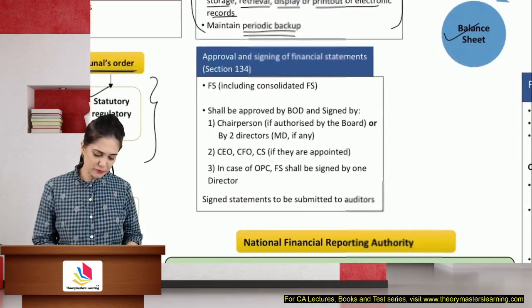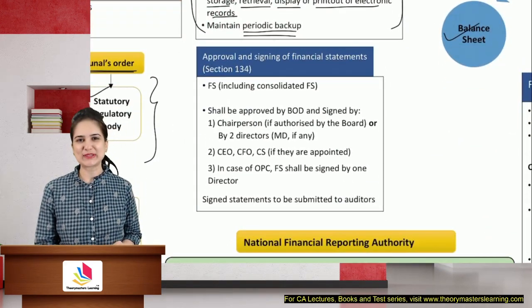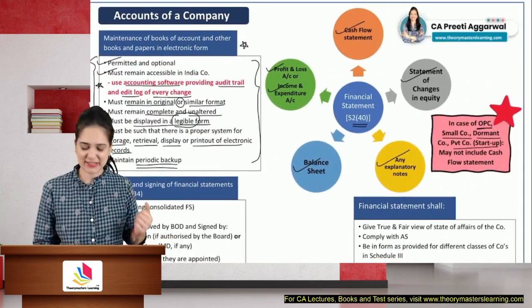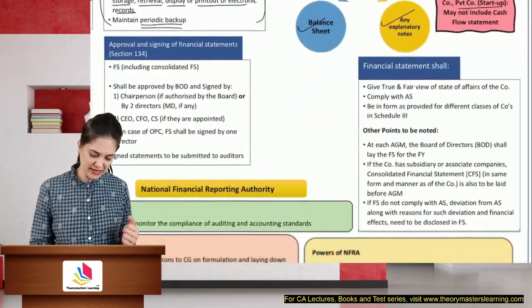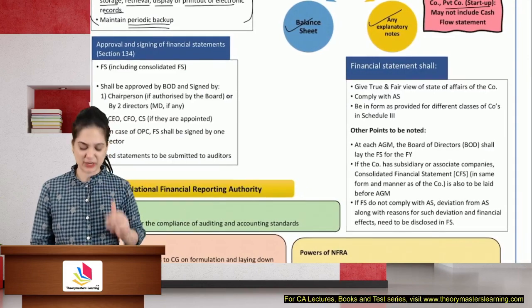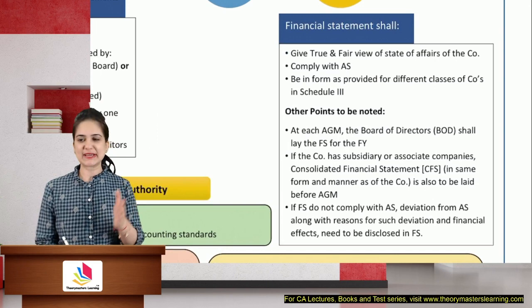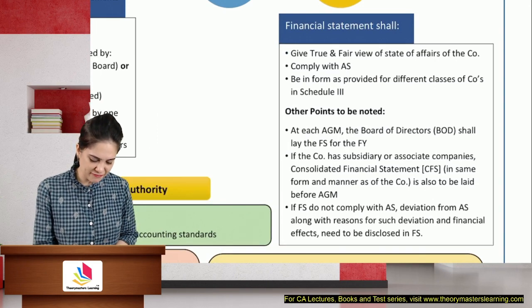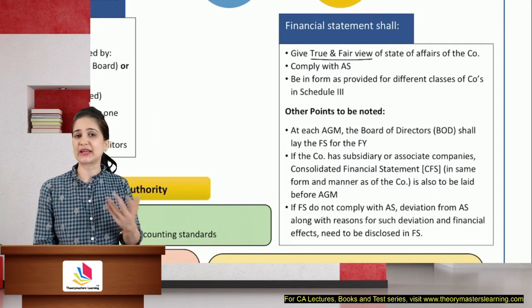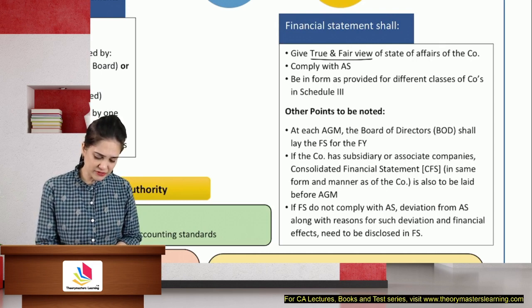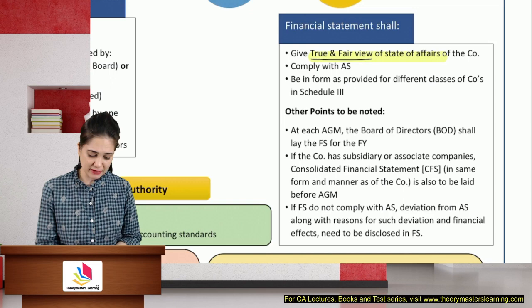Next, we have approval and signing of financial statements. So we know what is included in the definition of financial statement, what is considered as a financial statement. Now, who will sign and how will the financial statements be prepared? Let us first discuss that the financial statements should give a true and fair view. These are the keywords. So I'll highlight the keywords which should be present in your answer. They should give a true and fair view of the state of affairs of the company. They should comply with the accounting standards.